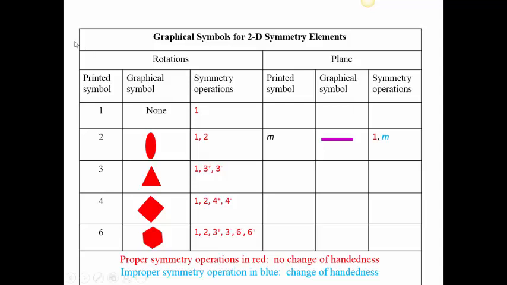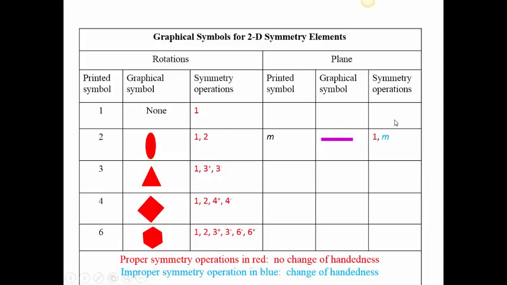These are the 2D symmetry elements. We have the rotations. The rotations are 1, 2, 3, 4, and 6, which we've proved, and the plane is just the mirror plane. The rotations are all proper rotations. All of their matrices have determinant +1. For the mirror, it has a determinant -1.